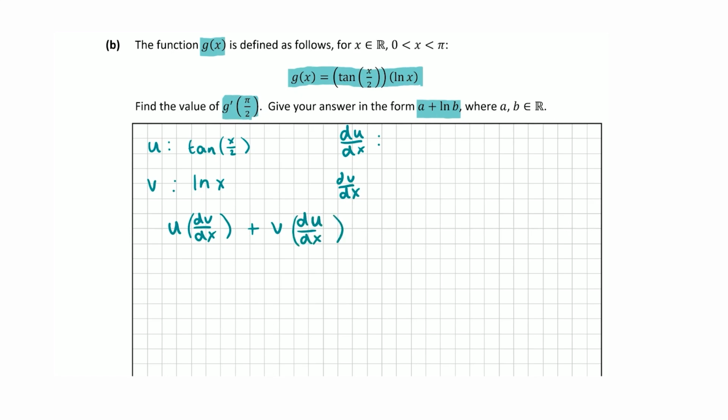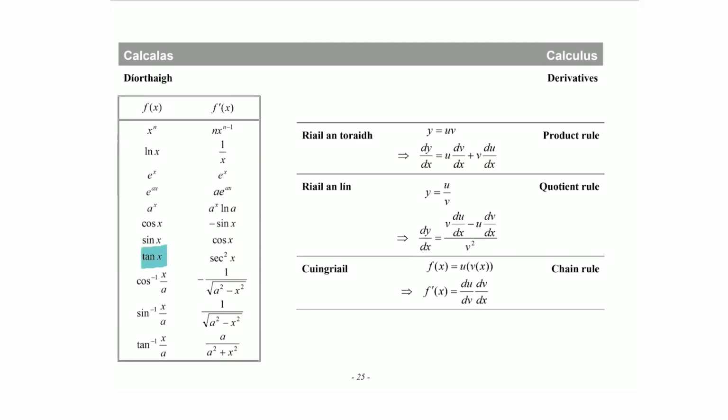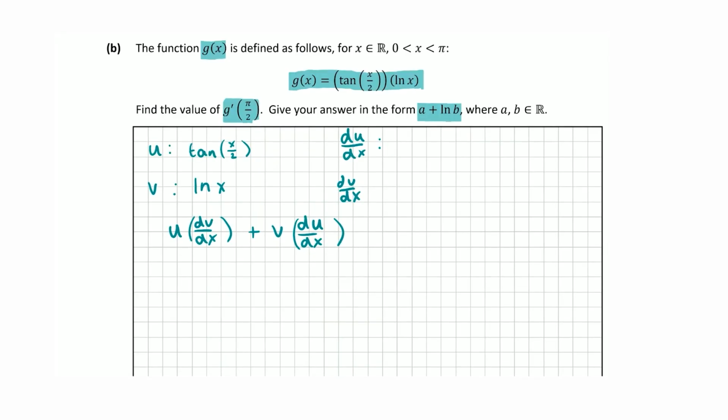So let's start with the tan of x over 2. And let's go to our log tables to find how to find the derivative of tan. So with tan here, to find the derivative of tan of x, it's sec squared of x. Okay, so the derivative of tan of x over 2 is going to be equal to sec squared of x over 2, and then we need to include also the derivative of x over 2, which is going to be a half. Okay, and then for ln of x, the derivative of ln of x is just going to be 1 over x. And that rule is in the log tables as well if you need to find that.